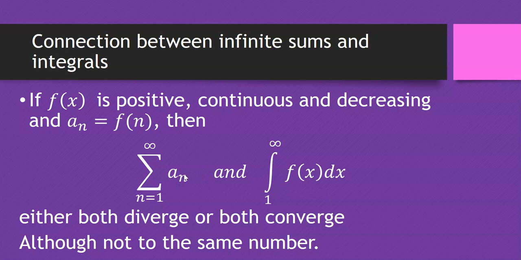Now, when I say converge, these will not necessarily converge to the same number. So if this integration comes out to 2, it is not the case that the infinite series will add up to 2. This may integrate and give you a 14, and the actual series may add up to 3.8. Who knows? But the point is, they're either both going to converge or both going to diverge.